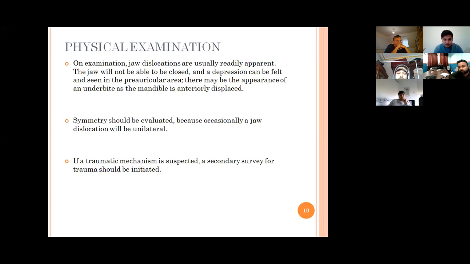On physical examination, jaw dislocations are usually readily apparent. The jaw will not be able to close, and a depression can be felt and seen in the preauricular area. There may be the appearance of an underbite as the mandible is anteriorly displaced. While examining, we should also look for symmetry of the joint because it may be unilateral or bilateral. And if a traumatic mechanism is suspected, a secondary survey is warranted to rule out any other fractures and injuries.